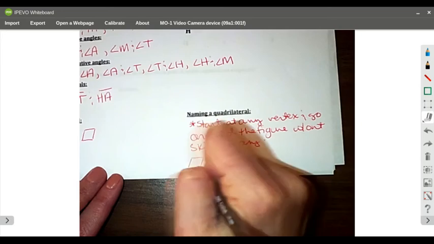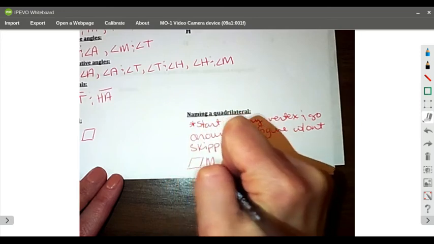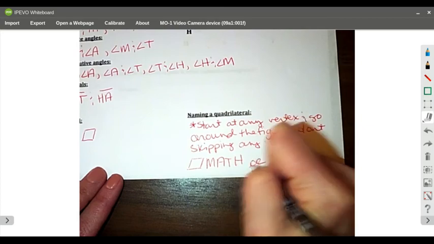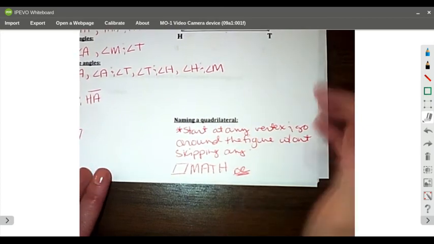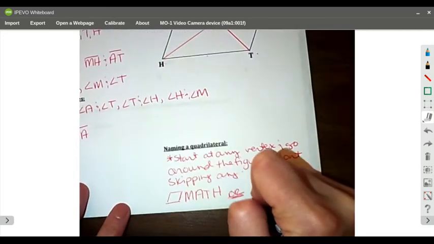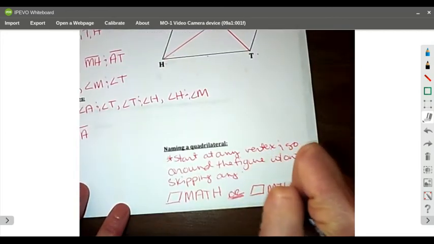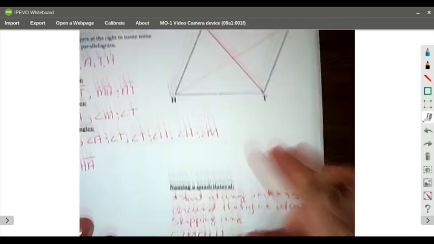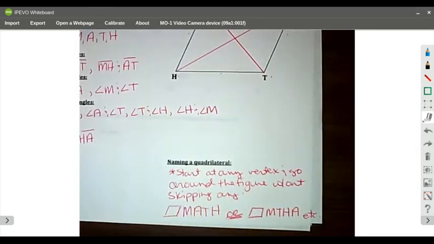You could put the symbol parallelogram MATH would be one possibility, or we'll go with MHTA instead of a comma. Or like I said, there's other ones too. All capital letters, and put etc. because there's a lot of them. So that's just one way, or two ways, you can name a quadrilateral. And that goes for any quadrilateral, not just parallelograms.